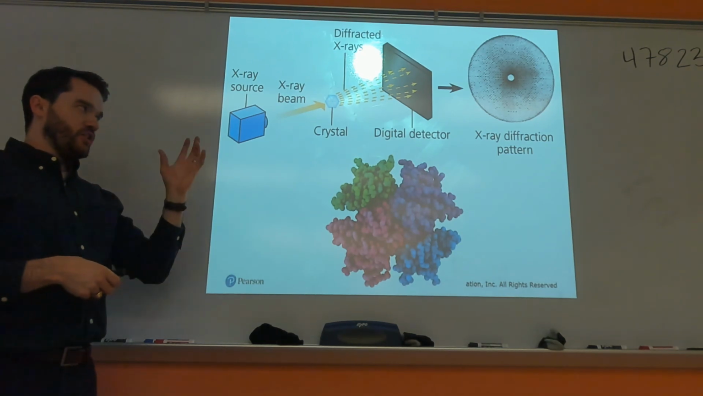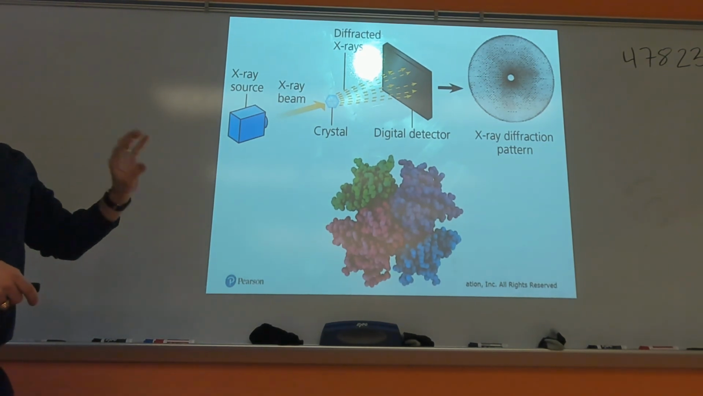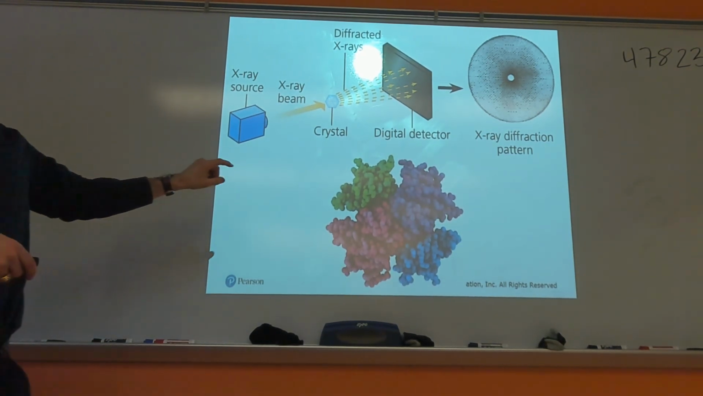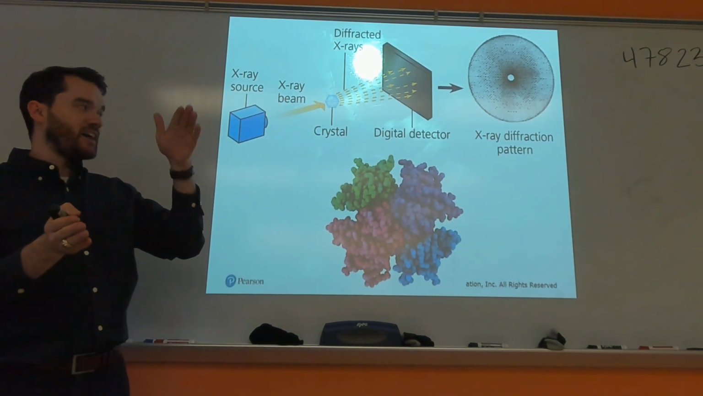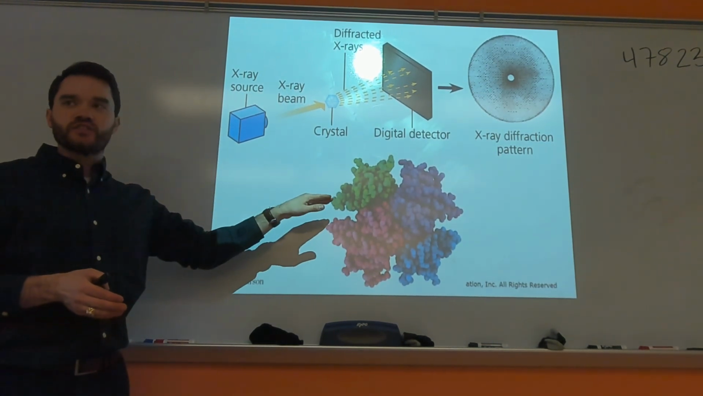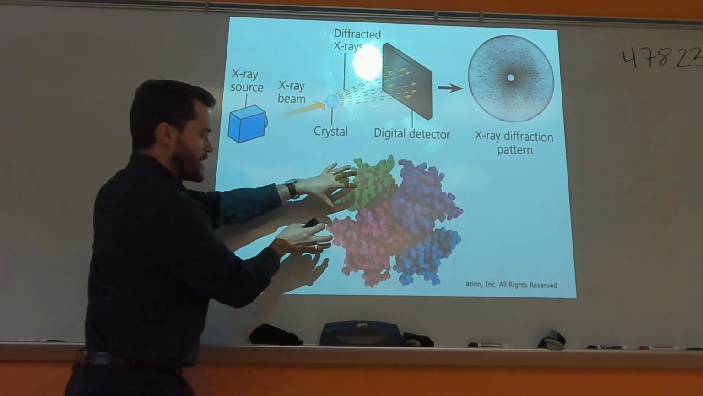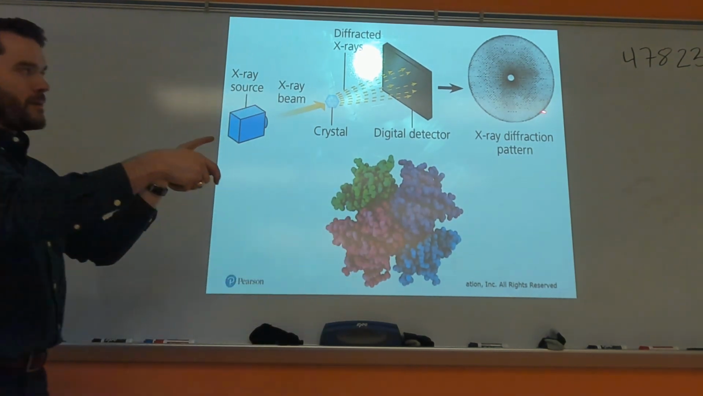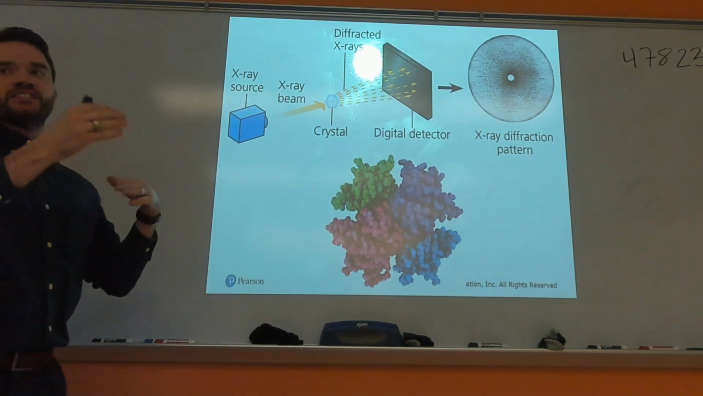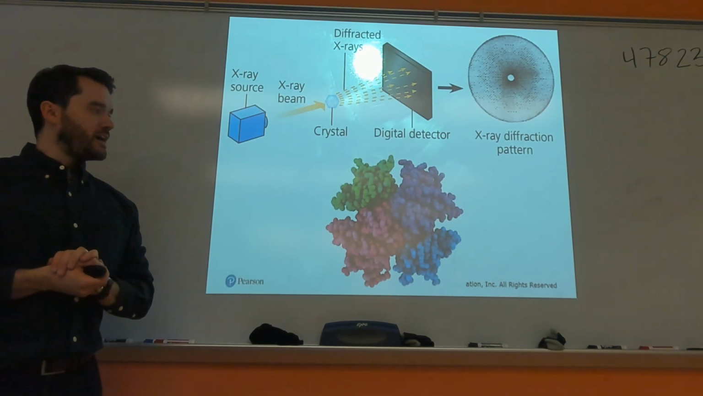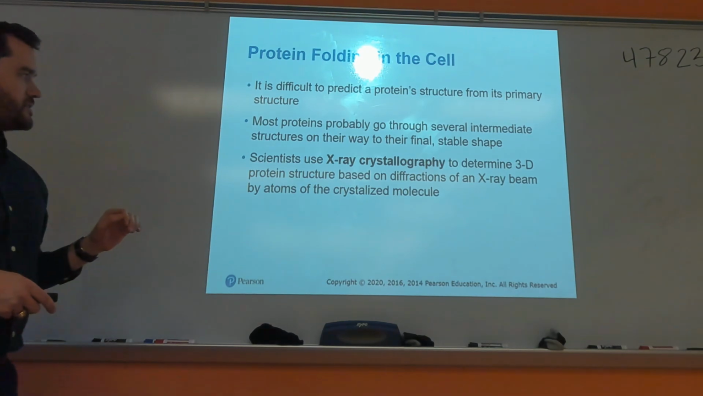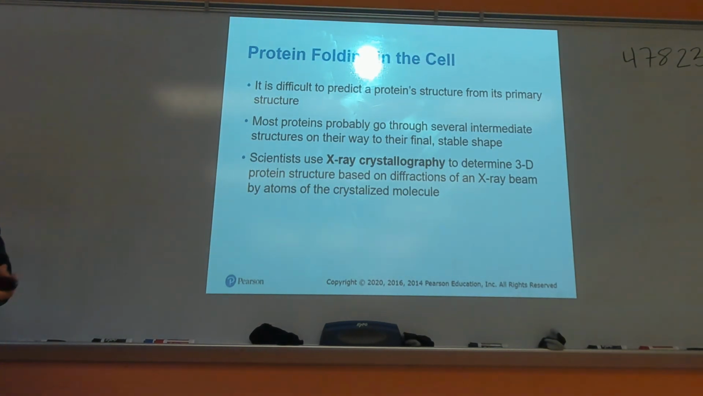Based on how certain proteins diffract, how they spread apart the X-ray light, that will tell you the actual structure of the protein. So if you change the shape of the protein a slightly different way, you're going to make the diffraction pattern look slightly different. So there you go. That's the last slide here. Call it X-ray crystallography.